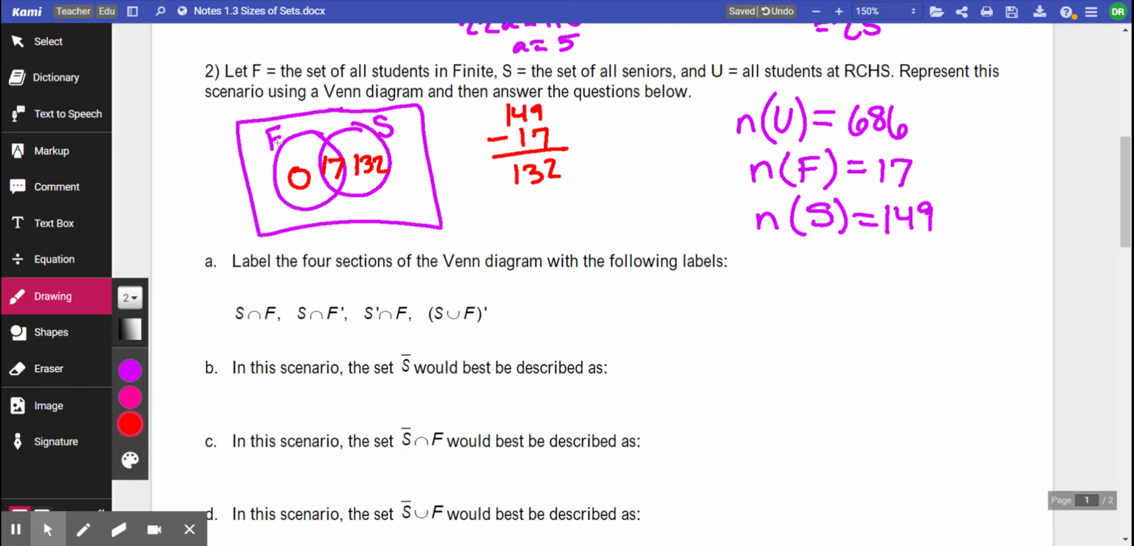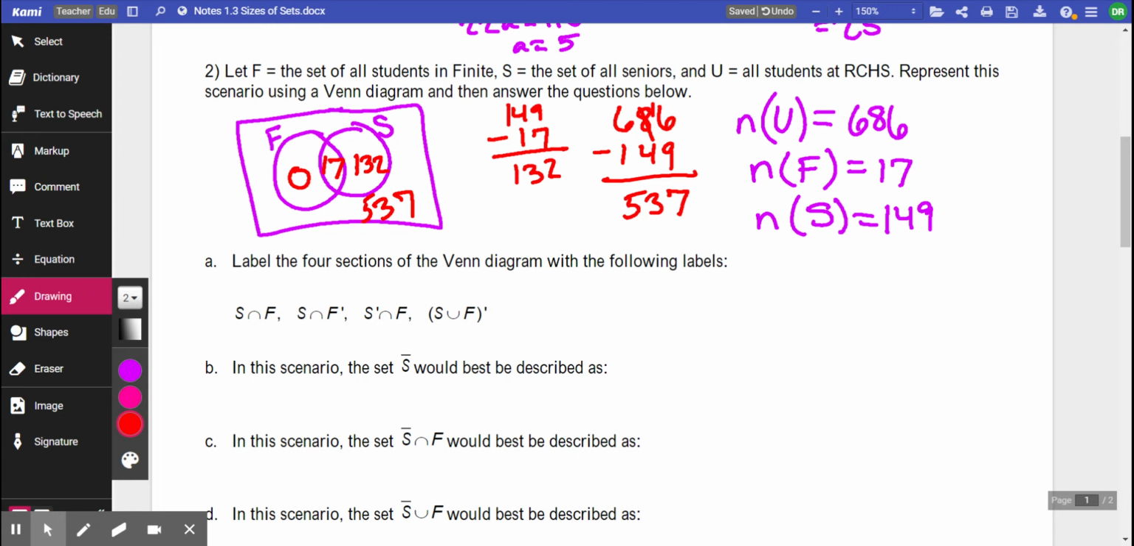All right, so now we need to figure out how many students are there that aren't taking finite or aren't seniors. Well, this year, since there aren't any students that are just taking finite that aren't seniors, it makes it pretty easy. All we need to do is take 686, the number of students at RCHS, minus the number of seniors, and that's going to give us how many students that we have that are not seniors, nor are they taking finite.